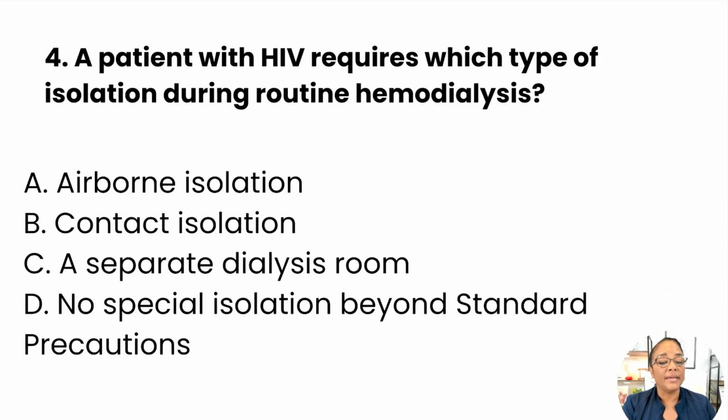4, a patient with HIV requires which type of isolation during routine hemodialysis? A, airborne isolation, B, contact isolation, C, a separate dialysis room, D, no special isolation beyond standard precautions.